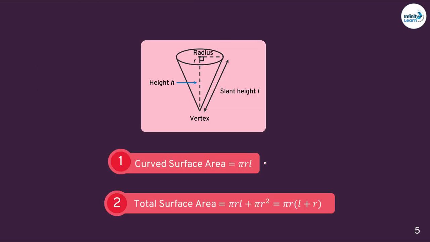So now talking about the formula, curved surface area of cone is pi RL, total surface area, that is including the base, pi RL plus pi R square, taking pi R common, it will become pi R into L plus R. These are the two main formulas. Curved surface area of cone pi RL and total surface area pi RL plus pi R square.